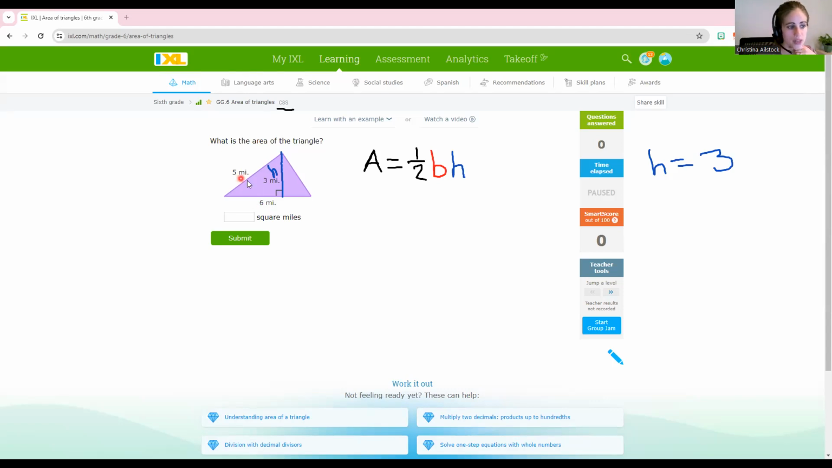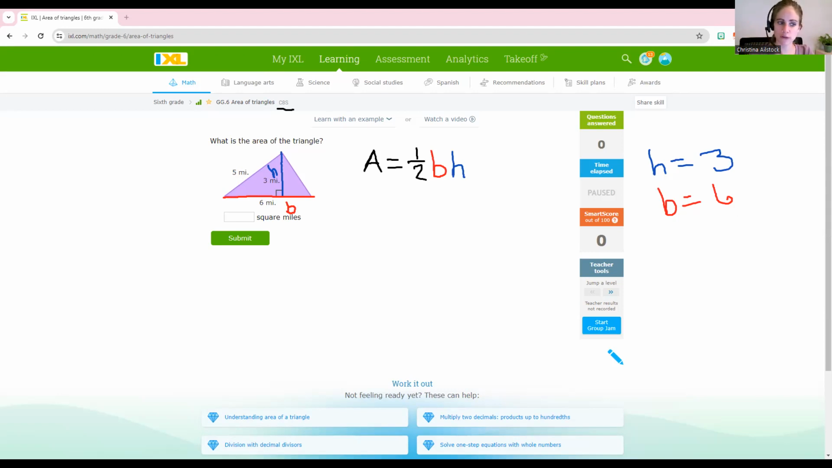But one thing that helps me know the 5 is not the base is that it's at a diagonal right there. And that 6, that's our bottom, that's our base. And so we're going to label that B. So sometimes we do have to look carefully to make sure we select the right values for our base and our height. That base is that horizontal bottom piece. So we're good to go.